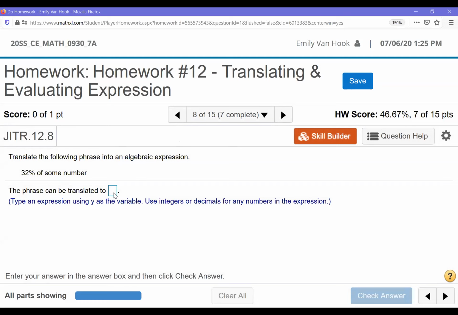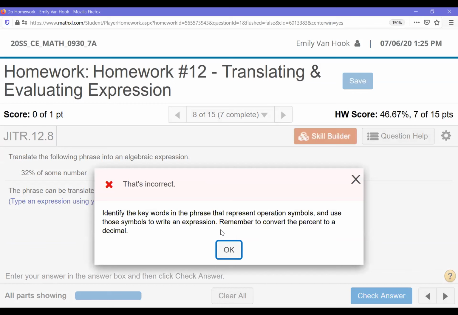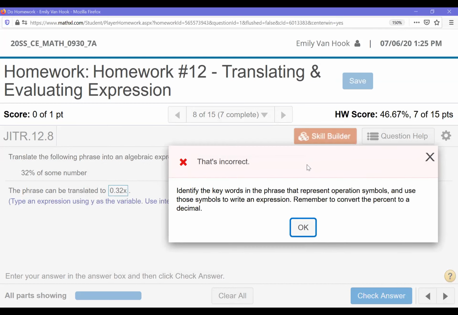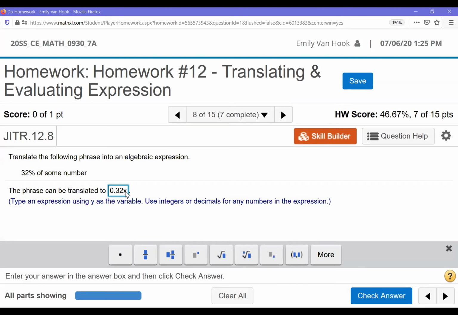So 32%, I'll type 0.32. Now watch, if I just type x, it's not going to accept it because the directions are asking us to use y. So just be careful, read your directions. So it should be 0.32y.